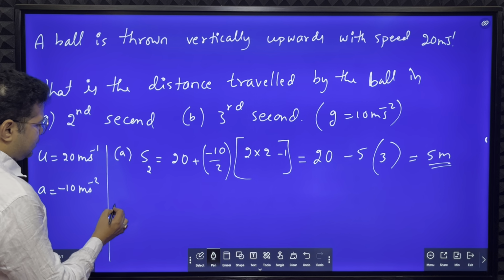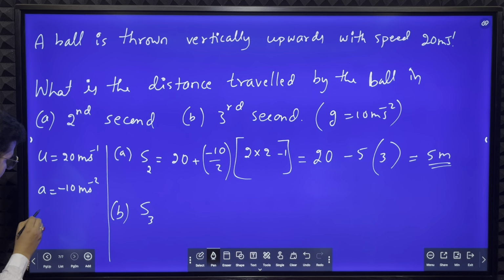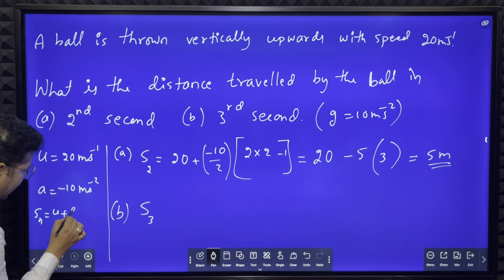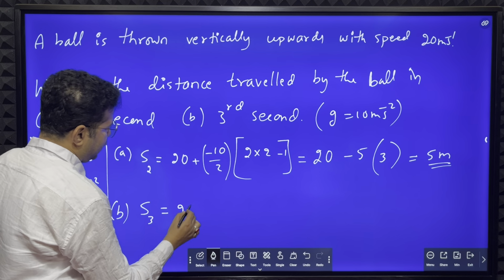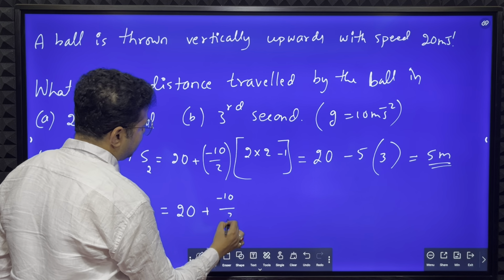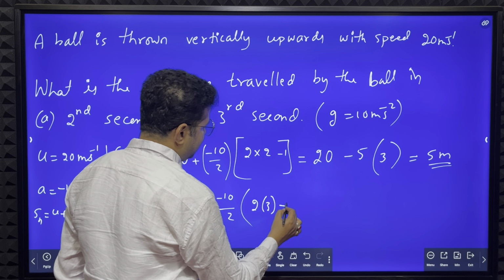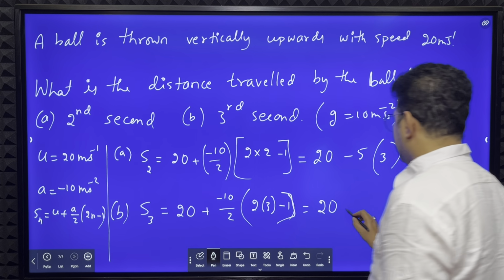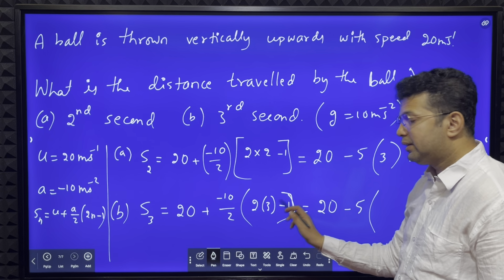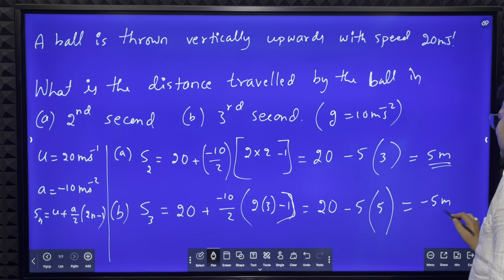Okay, next, second subdivision: distance traveled by the ball in the third second. Which formula am I using? I am using the formula Sn equal to u plus a by 2 into 2n minus 1. Initial velocity is 20, u plus minus 10 by 2, acceleration is minus, into 2 into 3 minus 1. So this equals 20 minus 5 into 2 into 3, 6, 6 minus 1 is 5. 5 minus 5. Oh my God, what is it? Minus. Distance traveled by the ball is minus 5 meter.